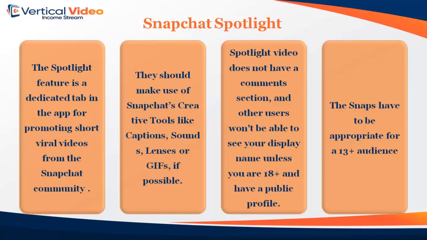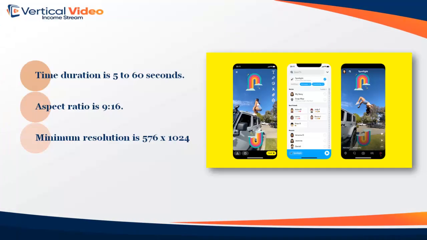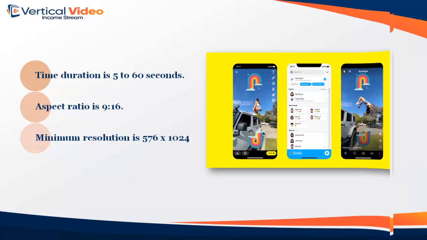The snaps have to be appropriate for a 13 plus audience. Time duration is 5 to 60 seconds. Aspect ratio is 9:16. Minimum resolution is 576 by 1024.